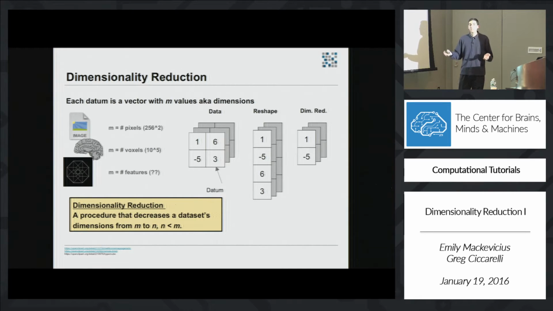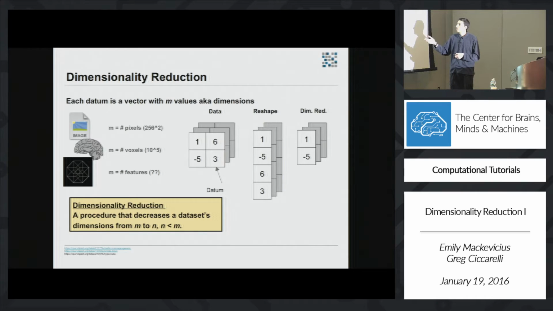Now, dimensionality reduction begins with data, as all good things do. And your data can take many different forms. It might be images, for instance, where you have all these pixels. It might be brains, since we're all neuroscientists, and it might be these voxels. Or it might be these giant feature matrices that you're using for machine learning, and you just want to try and take 100,000 different features and put them into a classifier.